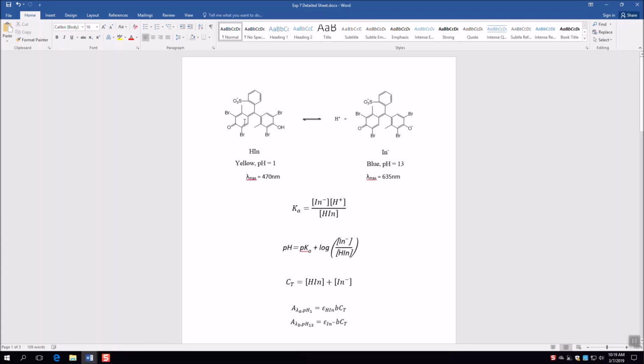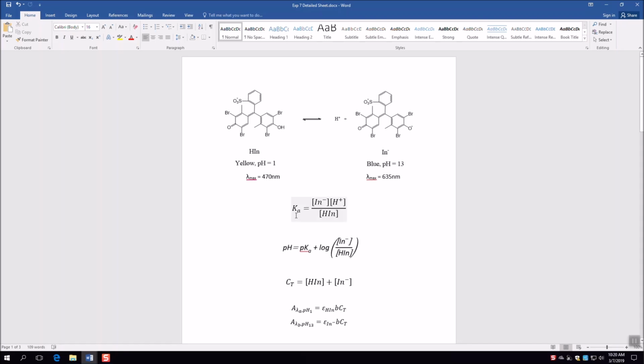When we add base and we raise the pH, then it turns into a blue color because it loses this proton. And this blue color has a lambda max of 635 nanometers, which is an orangish color. So this is basically what's going on here. Now, why is it called bromocresol green? Because at intermediate pHs, it's going to be a mixture of yellow and blue. And as we know, a mixture of yellow and blue is green.